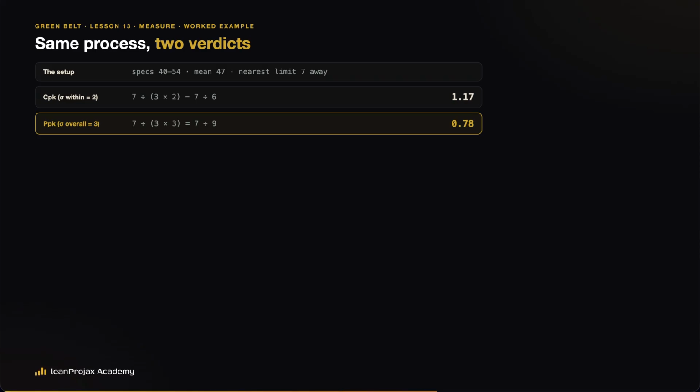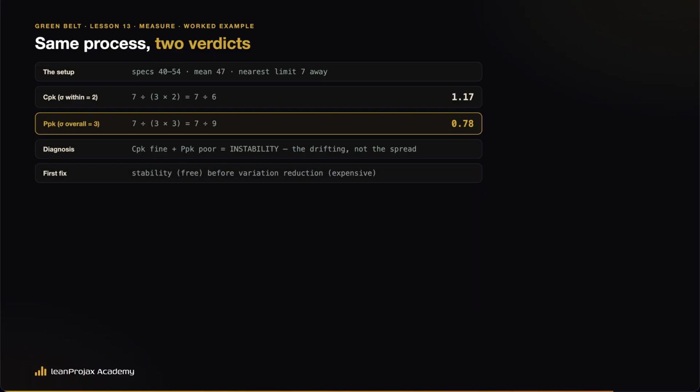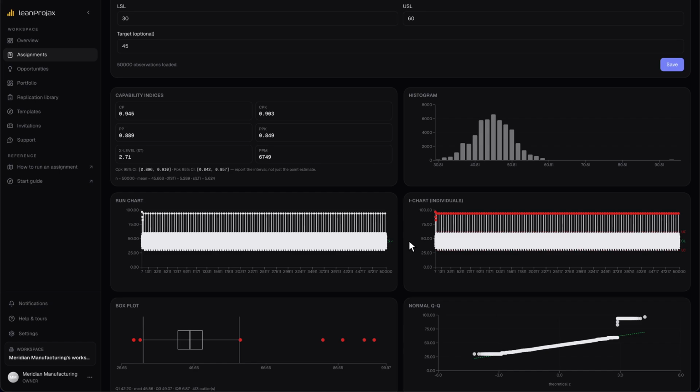That pattern, CPK fine, PPK poor, has one diagnosis: instability. The spread isn't the problem, the drifting is. Fix stability first. It's free compared to reducing variation. Let's read a real one.